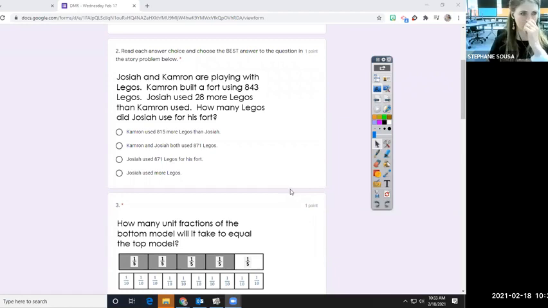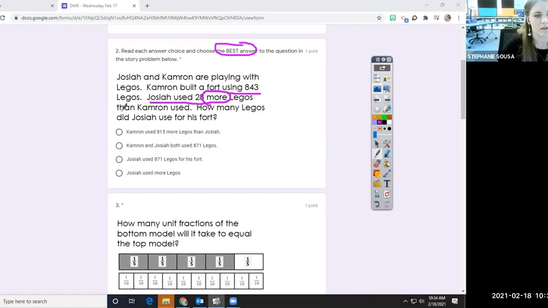Okay, folks, looking at our DMR. This is your DMR from yesterday. Read each answer choice below and choose the best answer to the question in the story problem below. Josiah and Cameron are playing with Legos. Cameron built a fort using 843 Legos. Josiah used 28 more Legos than Cameron. How many Legos did Josiah use for his fort?